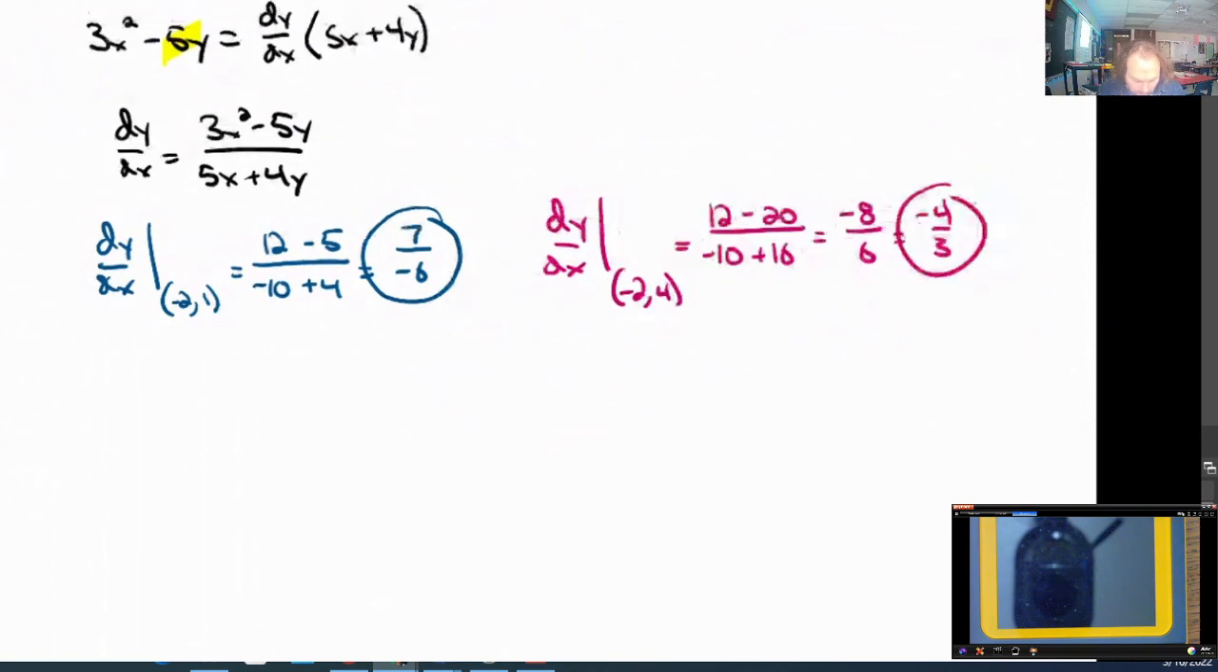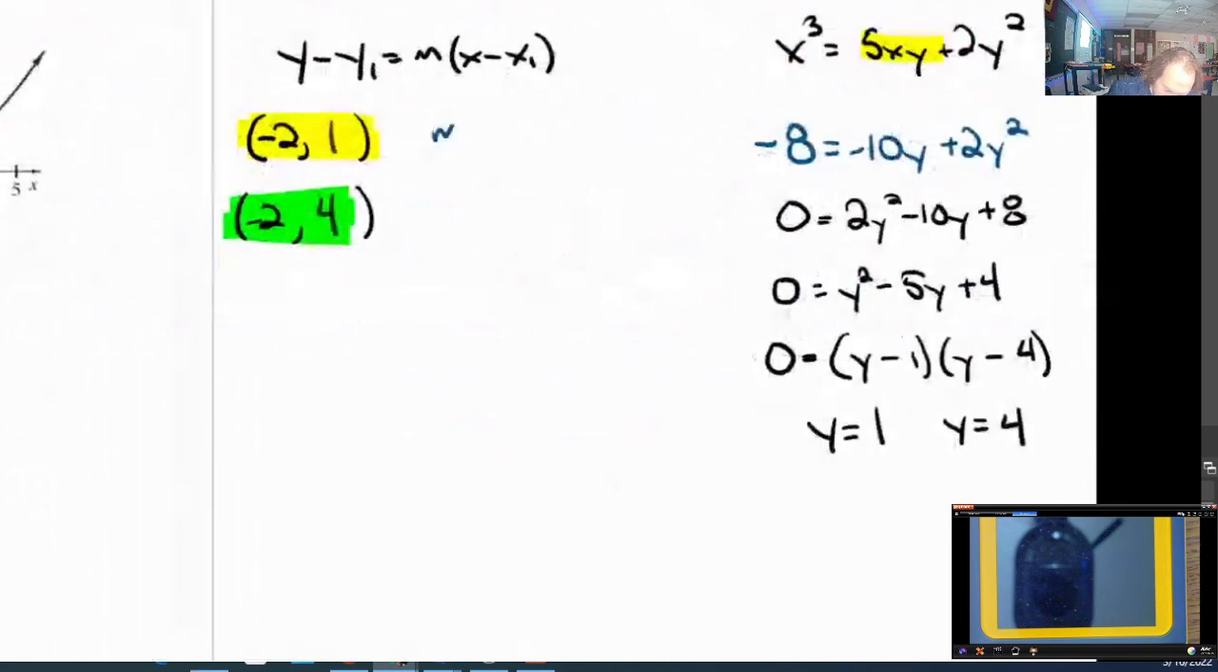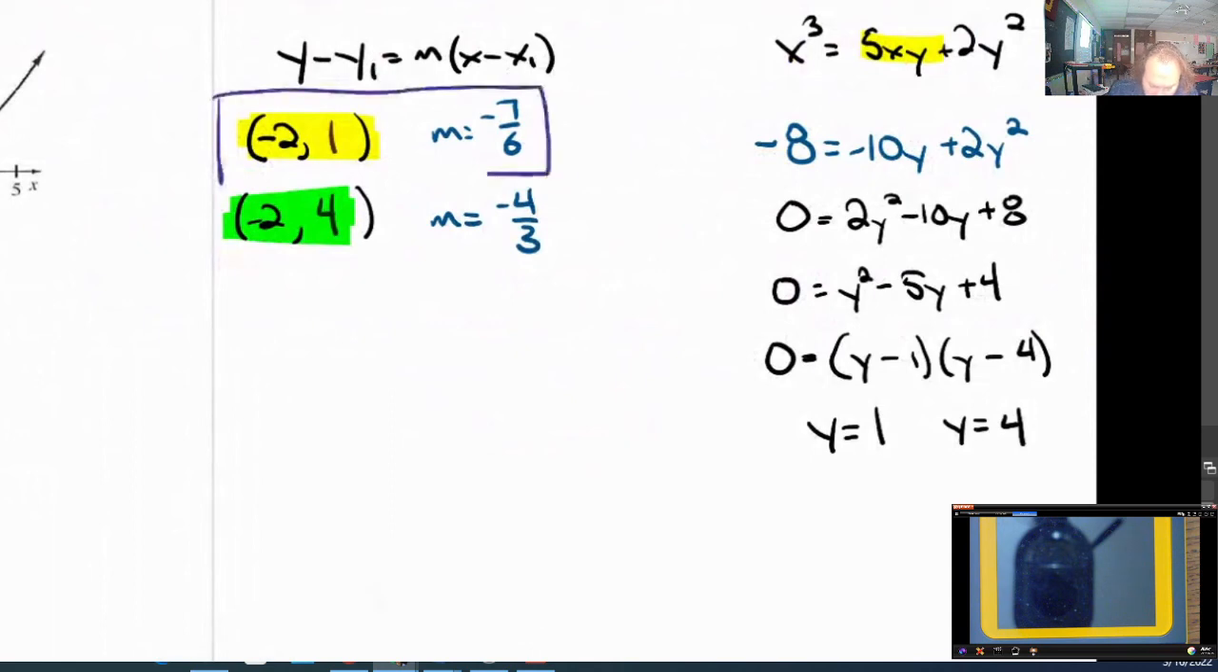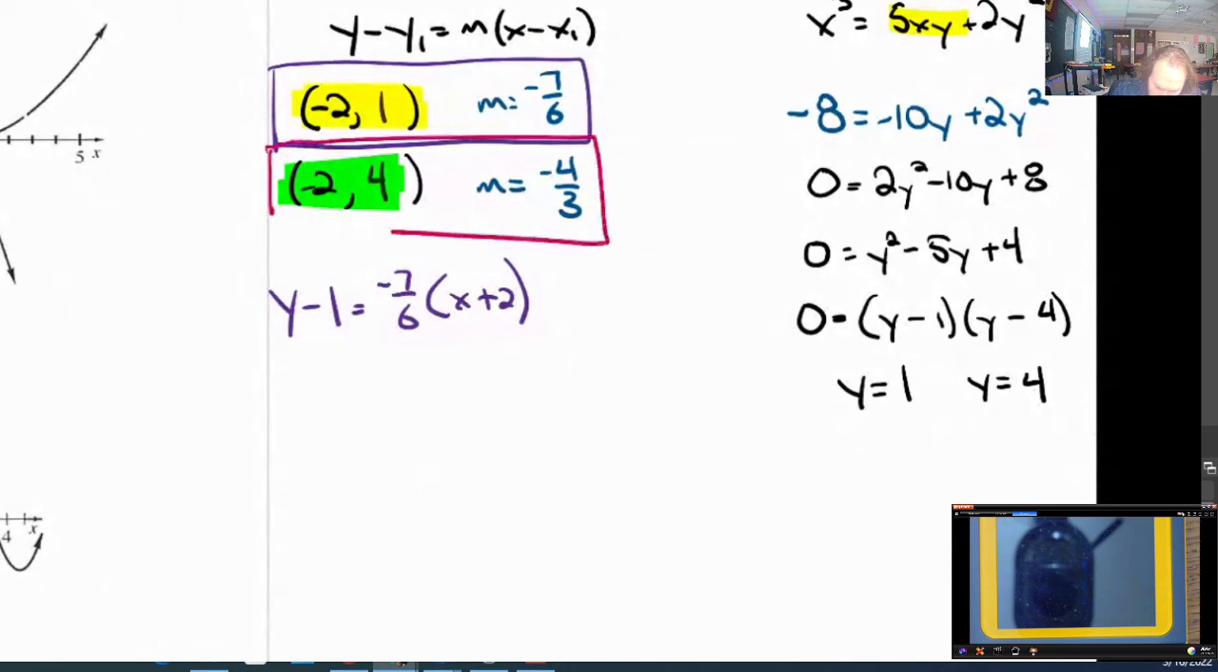So, bringing this all the way back over here, at the point negative 2, 1, the slope was negative 7 over 6. And at the point negative 2, 4, the slope was negative 4/3. We can put all of this information together now to actually write the equations of those lines. The first line will be something like this: y minus 1 equals negative 7 over 6 times x plus 2. And the second line, which I will circle in red here, will be y minus 4 equals negative 4/3 times x plus 2.